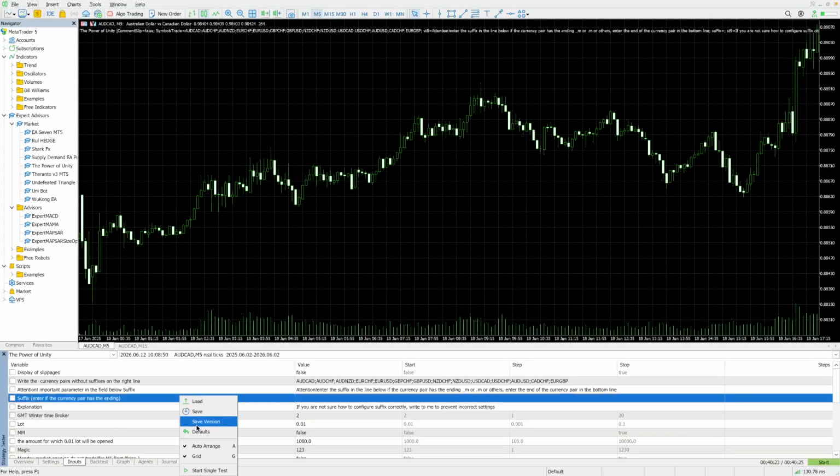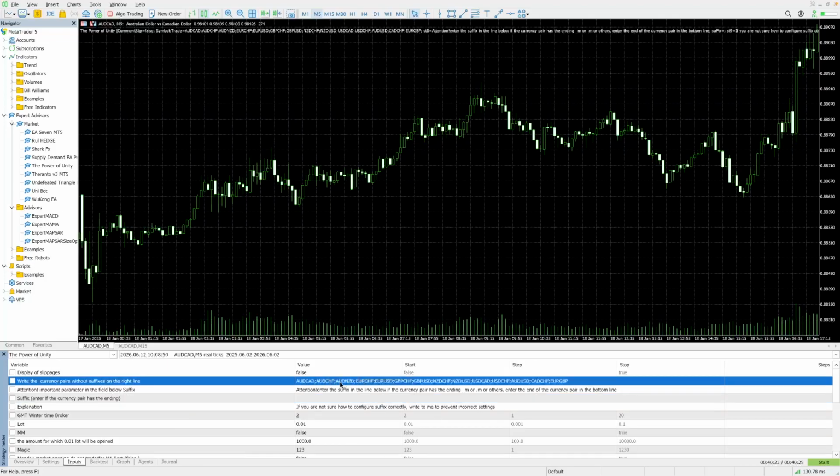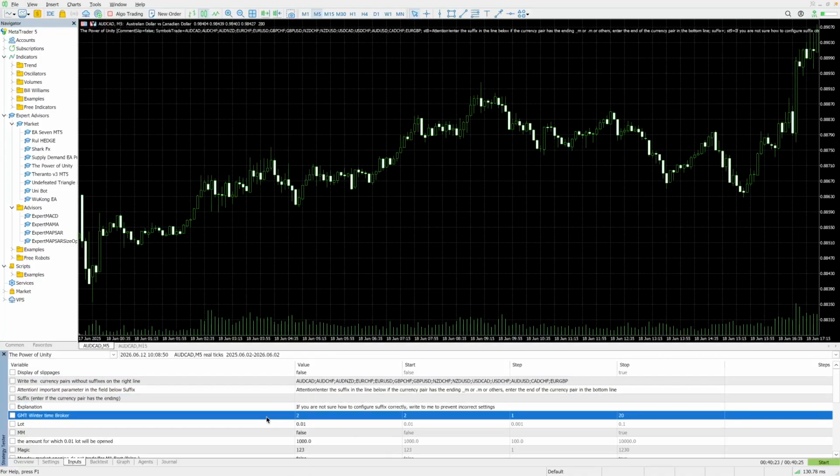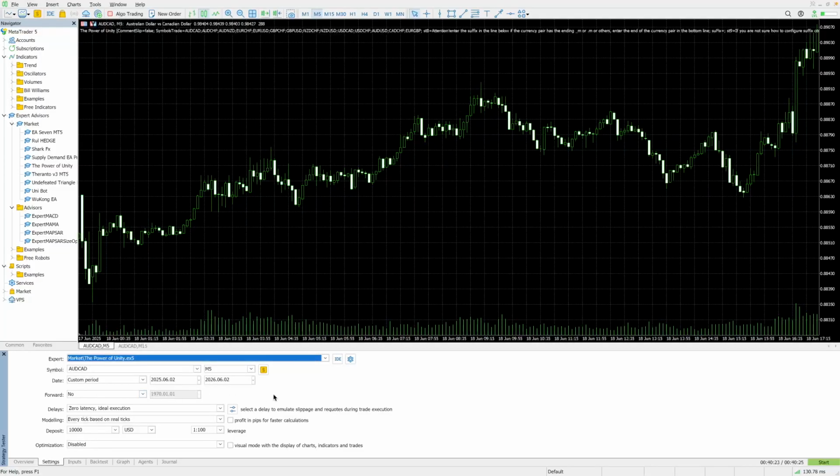Now I use the default settings, which is all of this you're seeing, except these pairs that I copied from the MT5 page and pasted to enable it to work. I use the default settings to run my backtest on the Power of Unity Expert Advisor to see what it actually delivers.